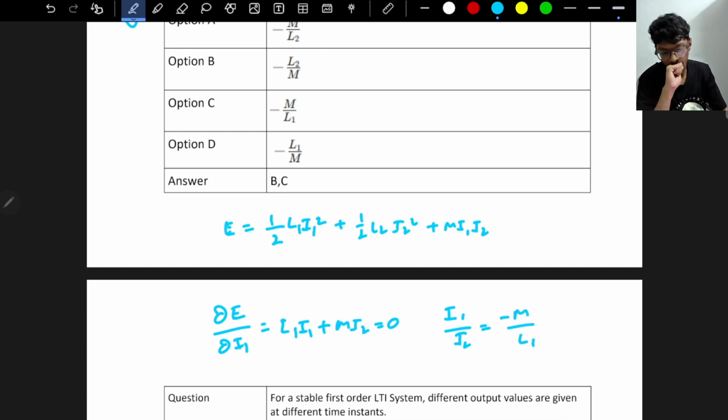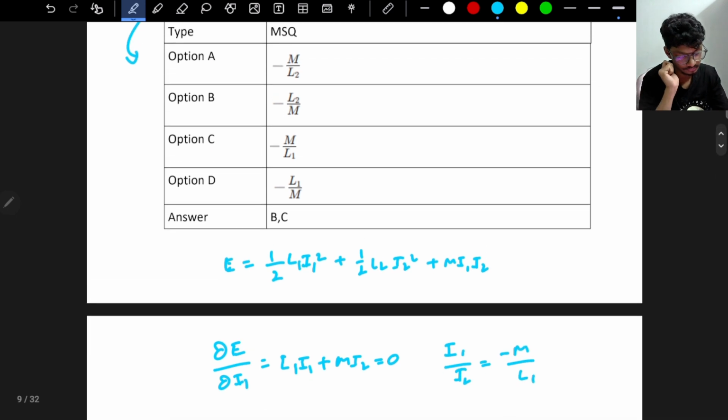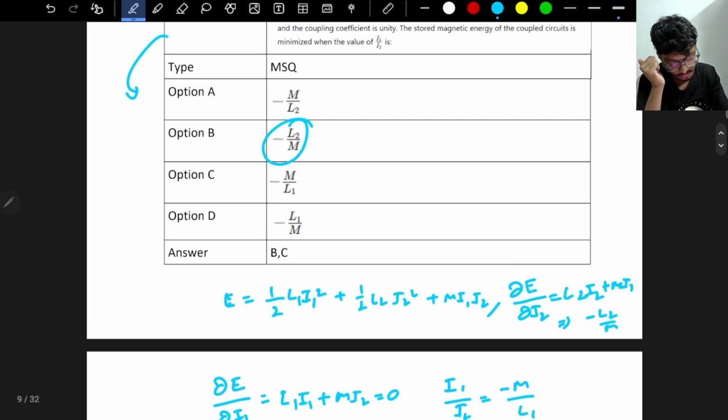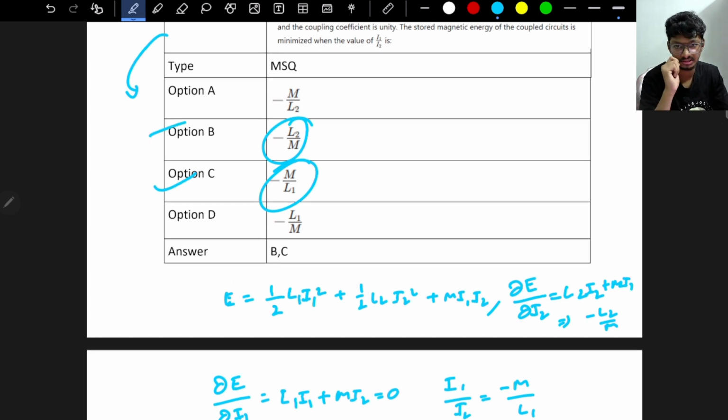This is the first condition. The next condition is if I make del E by del I2 equal to 0, a similar type of equation will come, L2 I2 plus M I1. I will again equate it with 0. It will be I1 by I2 equals minus L2 by M. So minus L2 by M is option B, and minus M by L1 is option C. So BC will be your correct answer for this question.